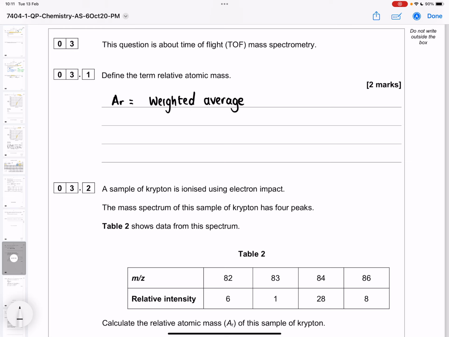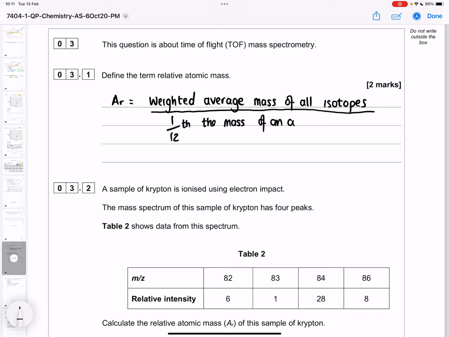masses of isotopes, the weighted average mass of all the isotopes, but we do need to weight them because there might be more of one isotope than another. And then it's relative to, so we do a divide sign, and that's 1/12 the mass of an atom of carbon-12. And all those features are important for that bottom line. 1/12 the mass, an atom, carbon-12.